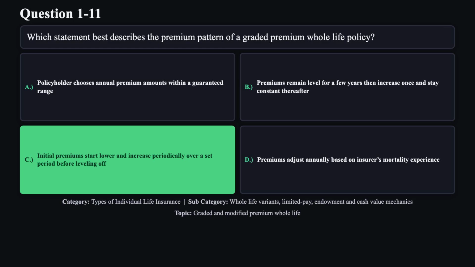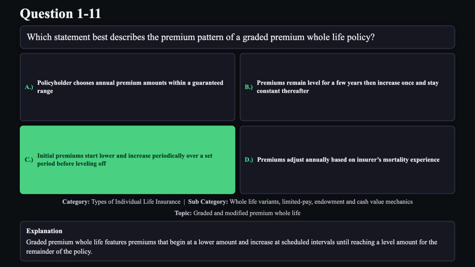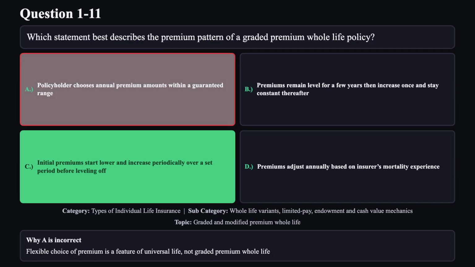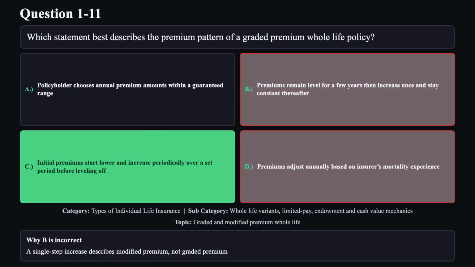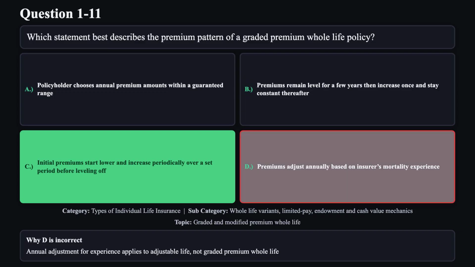The correct answer is C. Graded premium whole life features premiums that begin at a lower amount and increase at scheduled intervals until reaching a level amount for the remainder of the policy. Reason A is not correct. Flexible choice of premium is a feature of universal life, not graded premium whole life. Reason B is not correct. A single-step increase describes modified premium, not graded premium. Reason D is not correct. Annual adjustment for experience applies to adjustable life, not graded premium whole life.